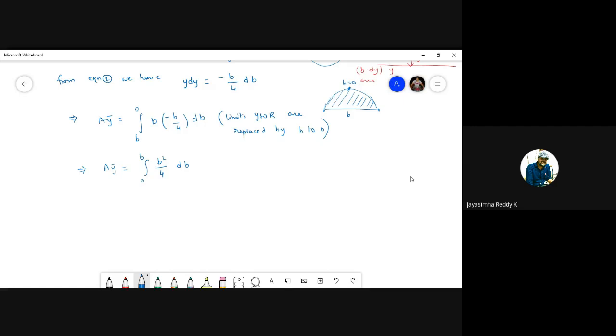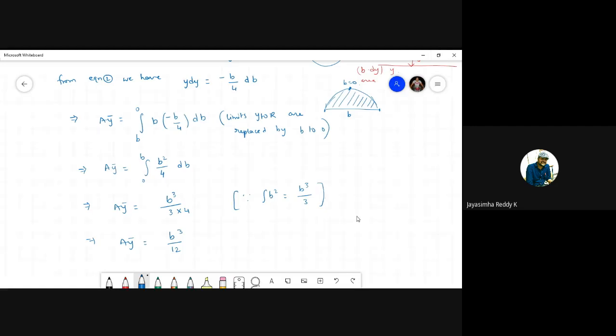So if you integrate this, integral over b square, this implies A y bar is equal to integral over b square. What is this, students? b cubed by 3. So we have already 4 here into db. Okay, so db will be gone, no? Integration is done, so db will be gone, since integral over b square is equal to b cubed by 3. So this implies A y bar. How much is A y bar now, students? b cubed by 12. So we got the moment of area of the shaded region as b cubed by 12.